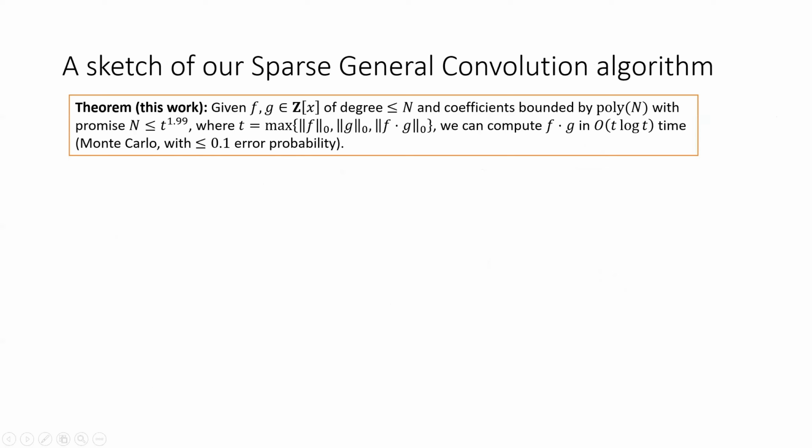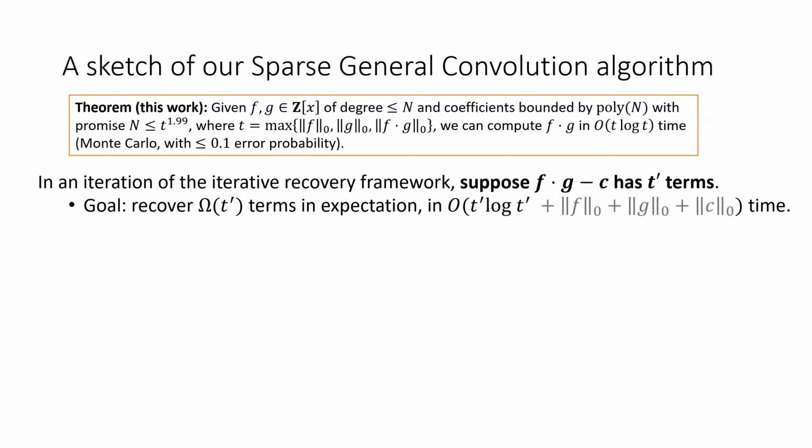In the following, let me give a high-level sketch of our sparse general convolution algorithm. Here is a statement of the theorem. We use the iterative recovery framework, and let's suppose in the current iteration, the number of terms in fg minus c is t prime. Our goal is to recover a constant fraction of the terms in expectation in t prime log t prime time in addition to the input size.